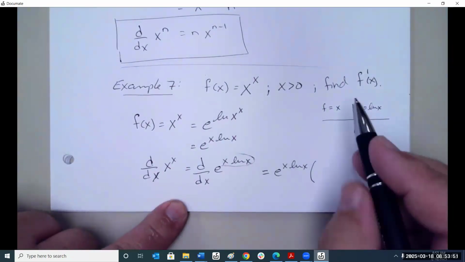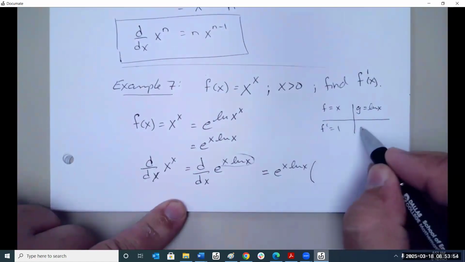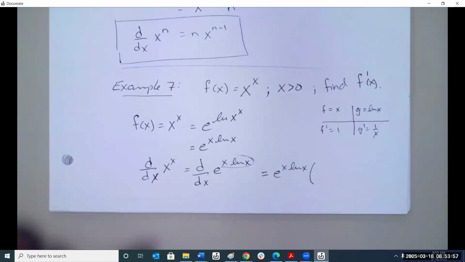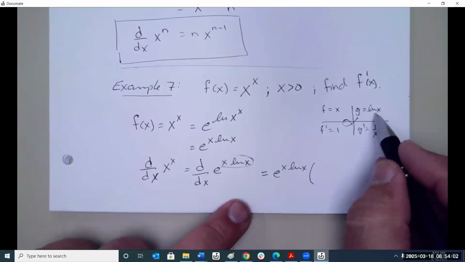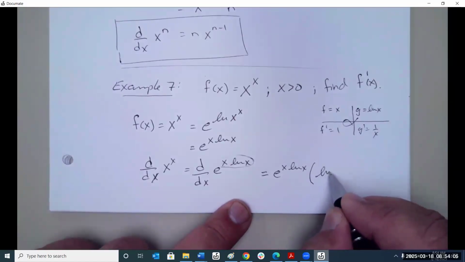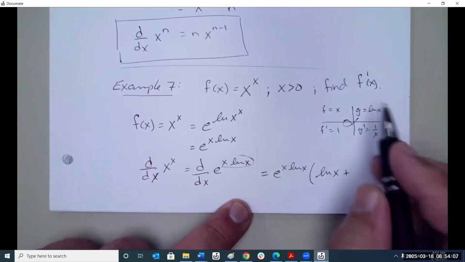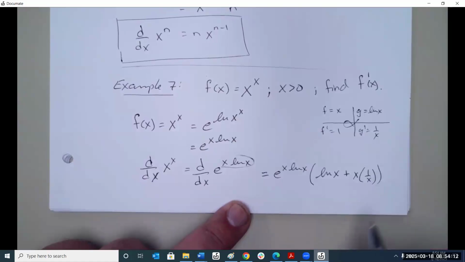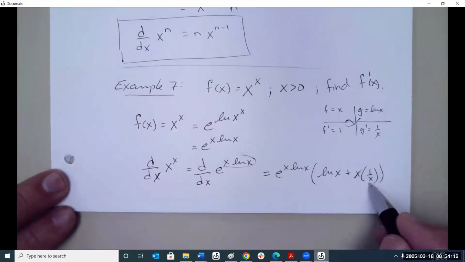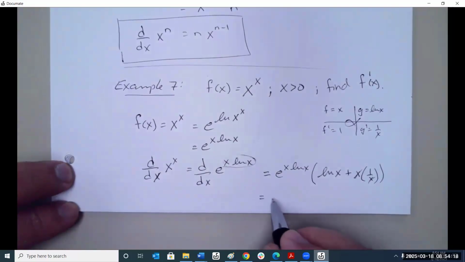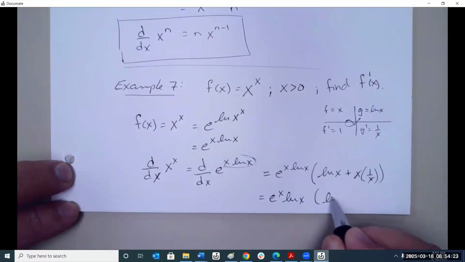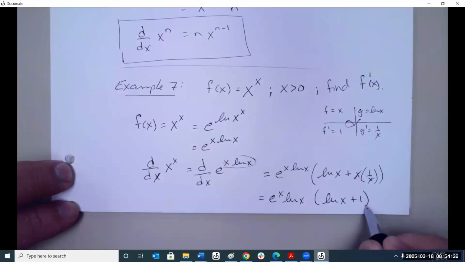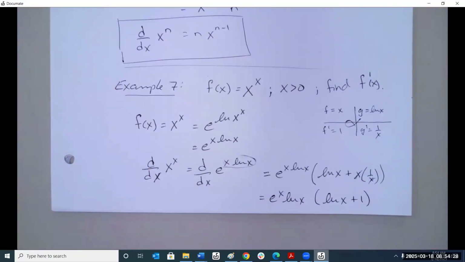So this is f and g. The derivative of f is 1. The derivative of g is 1 over x. We use the product rule. ln x times 1 is ln x, plus x times 1 over x, which becomes just 1. And there we have it.